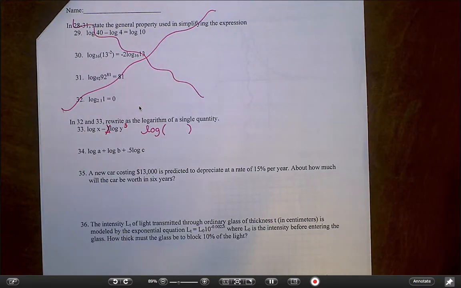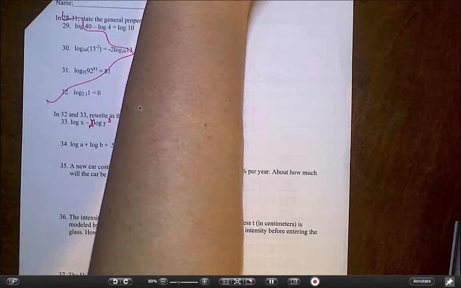I don't know why my background is so flashy right now. Sorry, just trying to adjust my light.